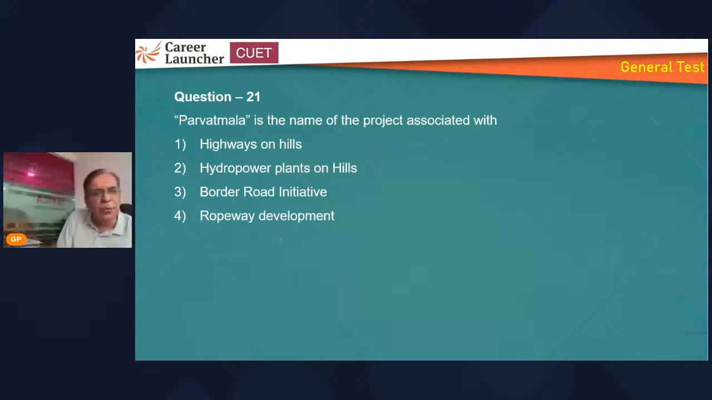Parvatmala is the name of the projects. No, this is a question I'll mark for review, round 2. Why will I mark for review? I'll just explain again. Question number 21, but let me write it down. I'll mark it for review because I know it is not this thing. It is not highways also. I think it is ropeway, but I'm not 100% sure. So मैं अभी इसको round 2 के लिए mark for review करके छोड़ दूंगा.